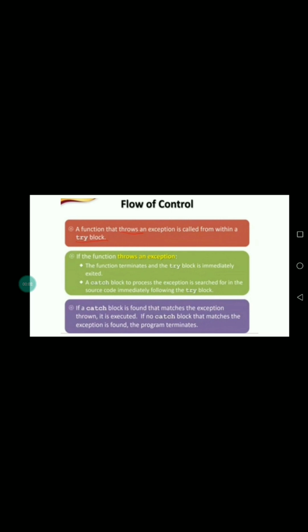In the flow of control, a function that throws an exception is called from within a try block. If the function throws an exception, the function terminates and the try block is immediately exited. A catch block to process the exception is searched for in the source code immediately following the try block. If a catch block is found that matches the exception thrown, it is executed. If no matching catch block is found, the program terminates.